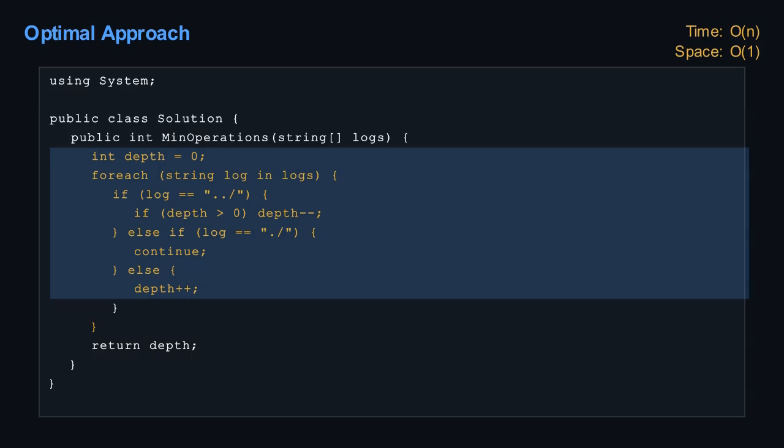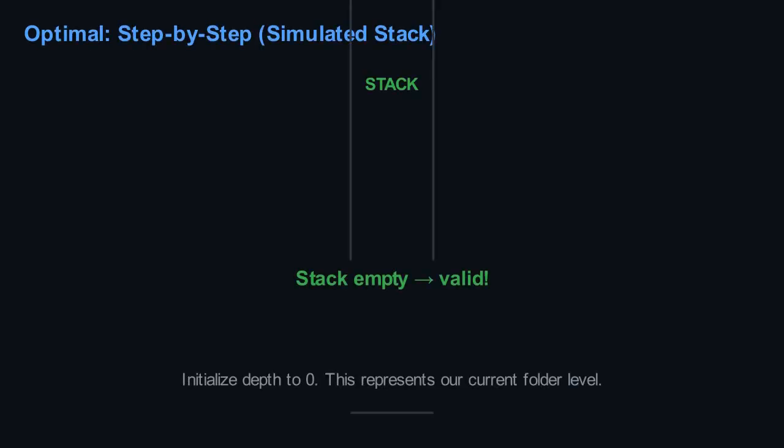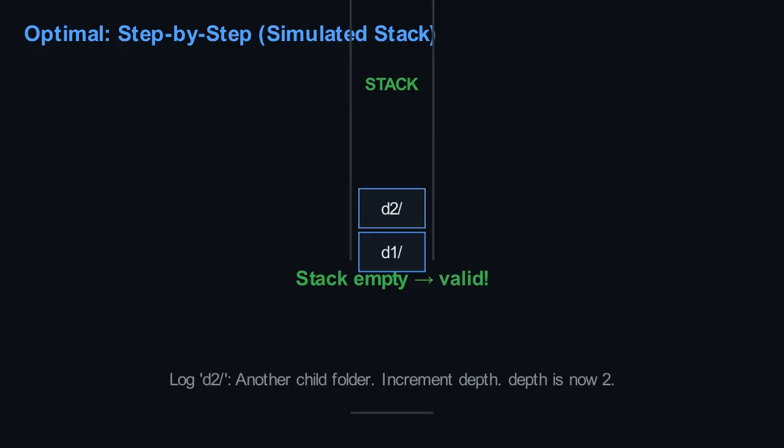This approach perfectly mirrors the stack's behavior for this specific problem by just tracking the count of items that would be in the stack, without the overhead of string storage. Let's trace this with the example: D1/, D2/, ../, D21/, ./. We start with depth at 0. First, D1 is a child folder, so we increment depth to 1. Next, D2 is another child, depth becomes 2.